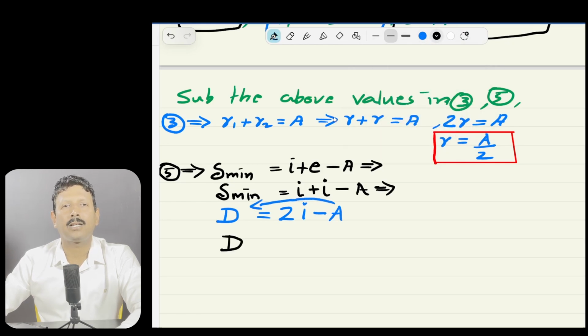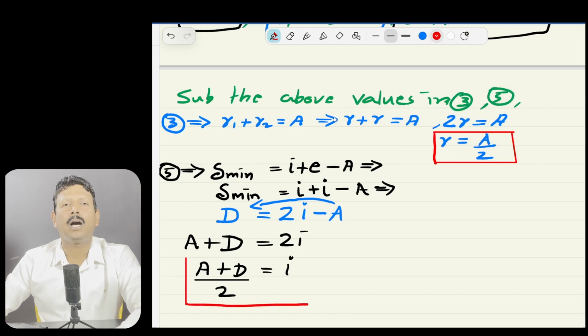Taking minus A to the left side, D plus A, or A plus D. The common practice is writing A plus D. So A plus D is equal to 2I. Then I is equal to, the other question, A plus D divided by 2. So two answers got it: R is equal to A by 2, and also I is equal to A plus D by 2. These are the two things to find from this derivation.